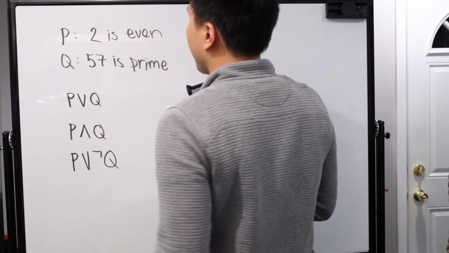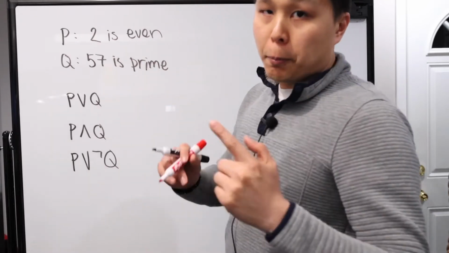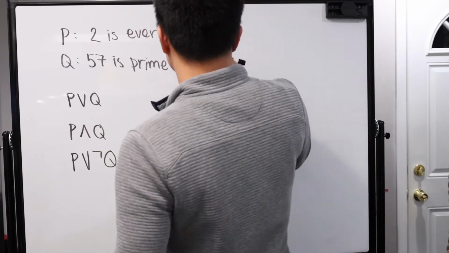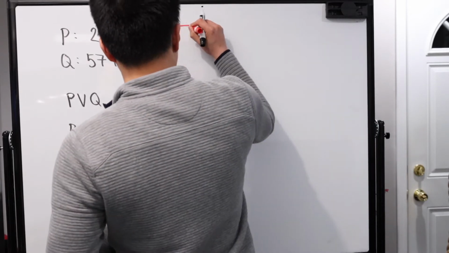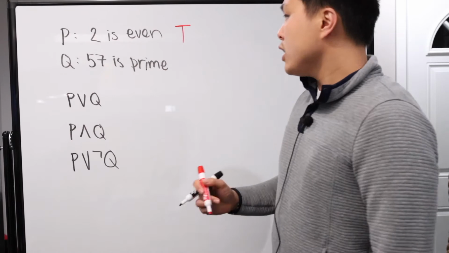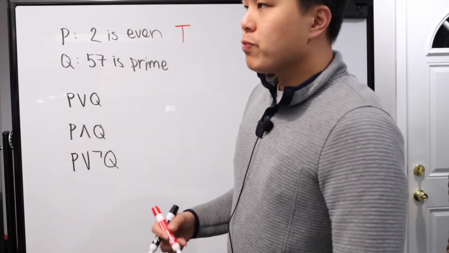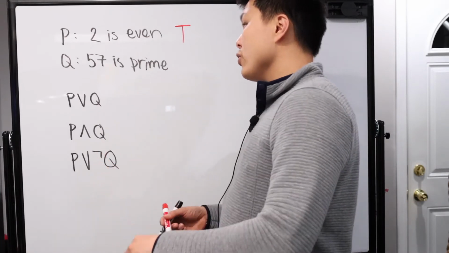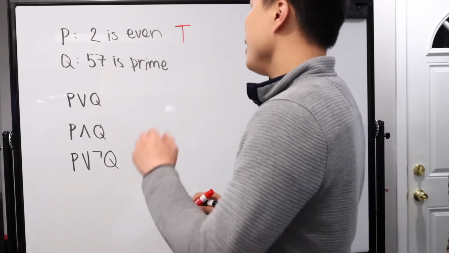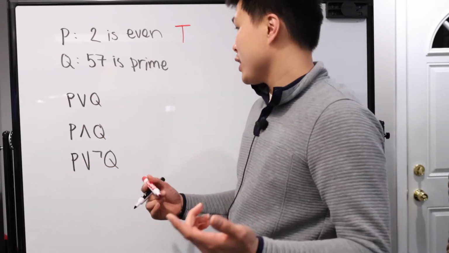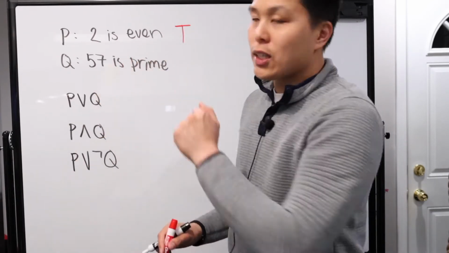So first and foremost, we have P, and the statement itself for P is that 2 is an even number. True or false? Hopefully at this point you are comfortable and know that this statement is true. The second one, Q: 57 is a prime number. If you're not entirely sure, then yes, you actually have to check. If you are familiar with divisibility rules, which I do have a video on if you want to check it out, you can tell this is actually not a prime number.